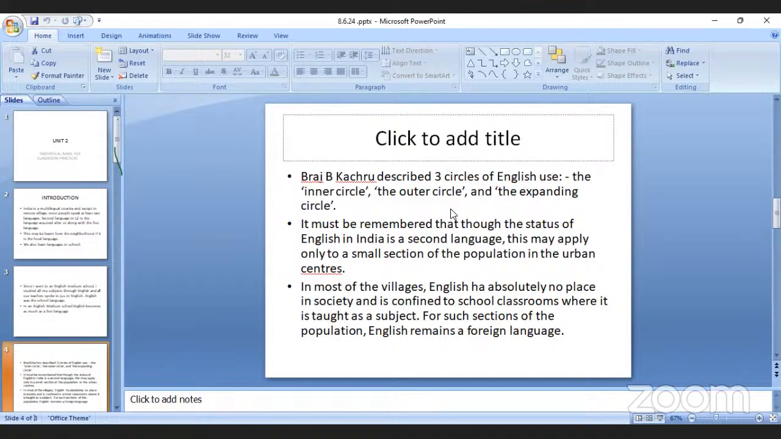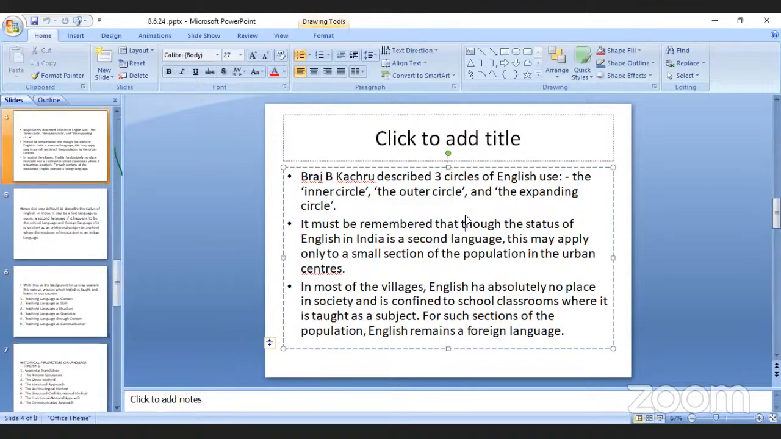And what is the outer circle? The outer circle is countries like India, Singapore, Malaysia, Thailand. These come under the outer circle because we transact our international communication in English, and we also deal in our own languages. So the outer circle and the expanding circle.